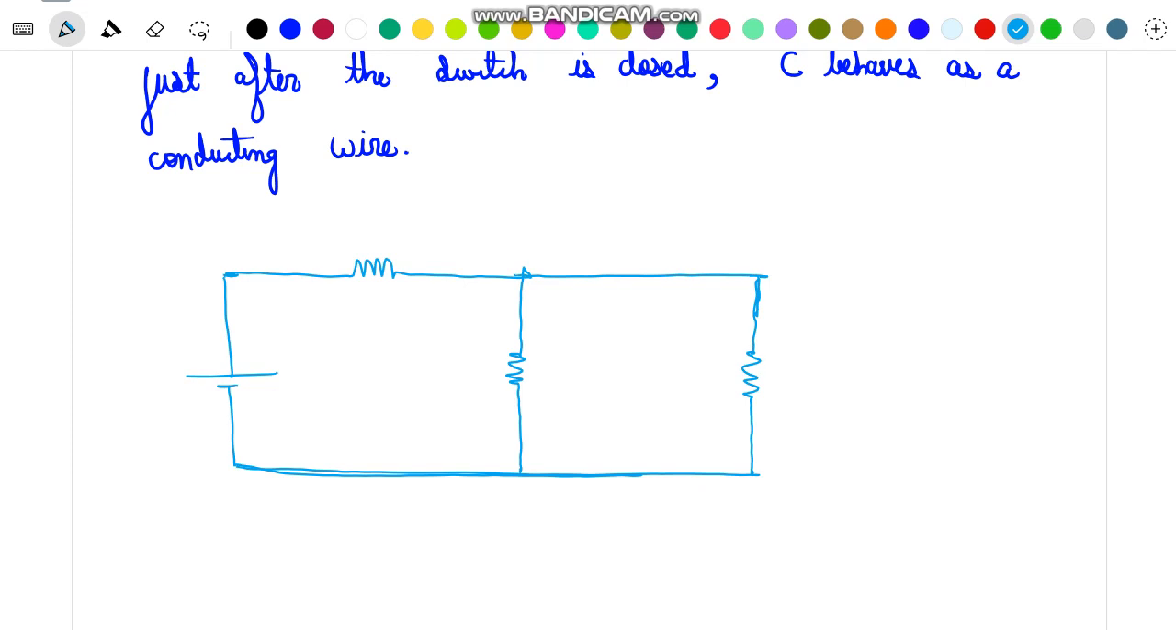The values of these resistances were given as 4 ohm, 8 ohm and 2 ohm. The value of EMF was 6 volt. Let us again mark the values of current in the three resistances as I1, I2 and I3. Now as mentioned, I am replacing the capacitor with a conducting wire.